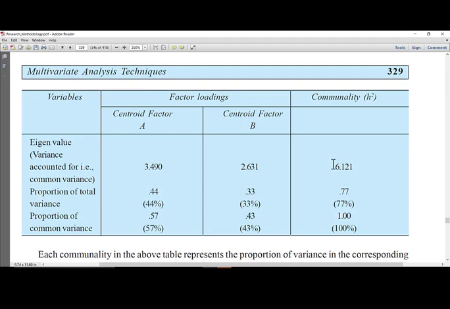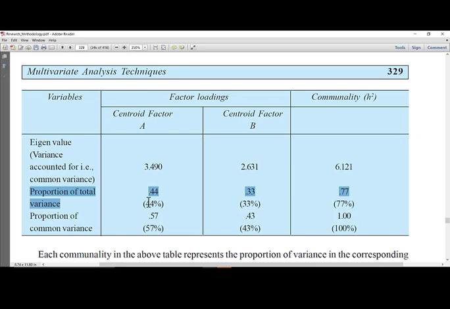And here obviously 6.121 by 6.121, that is 1, so 100%. This is proportion of common variance. Now what about proportion of total variance? Here, as there are 8 variables, the total variance is considered as 8. So as the total number of variables is equal to 8, the total variance is considered as 8.